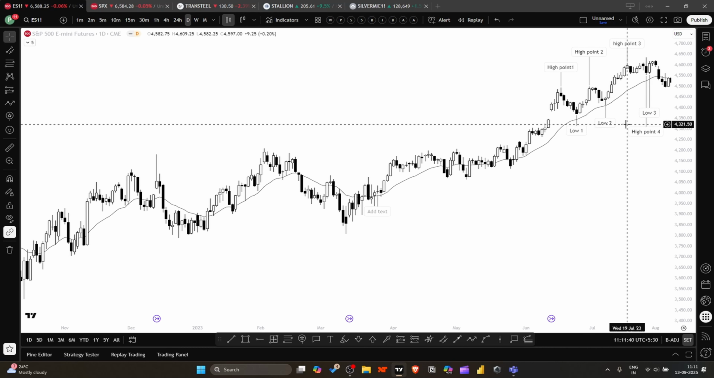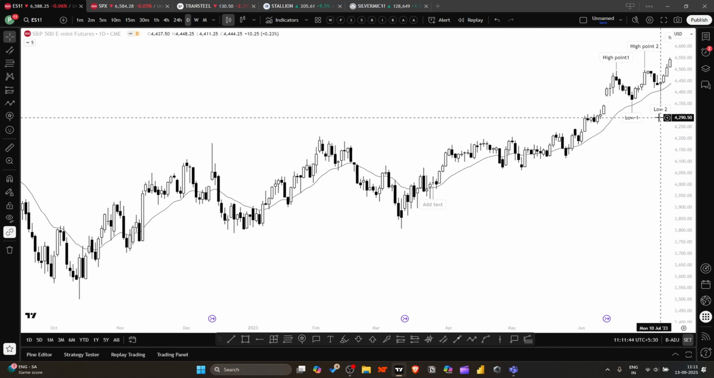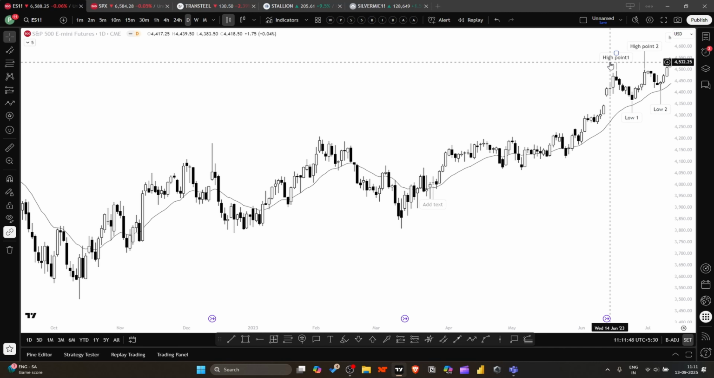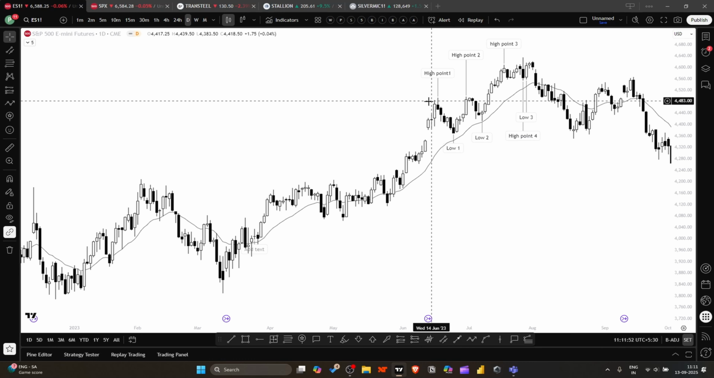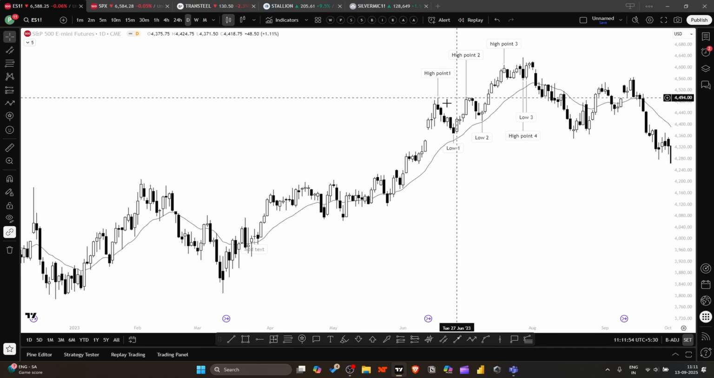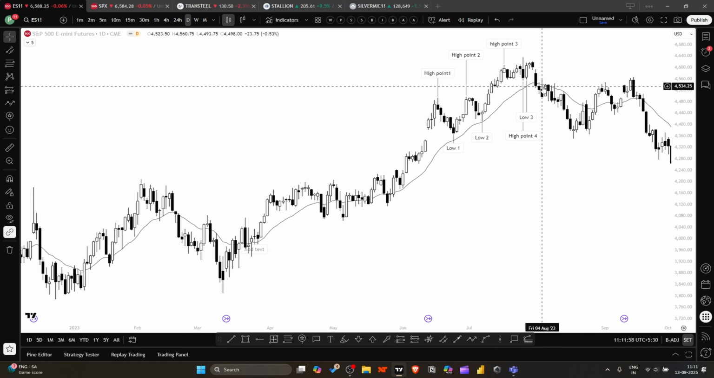The current low is higher than the previous low. Suppose the price was here, this is the current low, it's higher than low one. So price is making higher high, higher lows, and this pattern, higher high, higher low, is what they call a bull trend. Price is making higher high, higher lows.